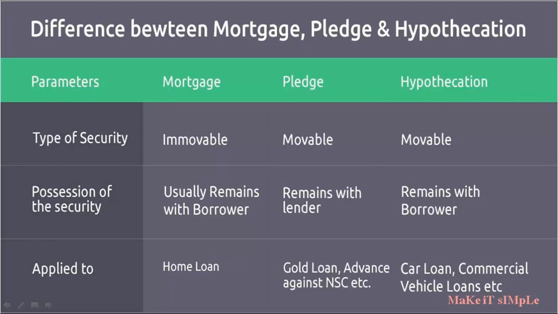Now we will see the examples. In hypothecation, we have seen already, it is usually taken for vehicles, so car or any vehicle loans. For pledge, we have seen gold or some certificate, a national savings certificate also we can keep, or goods are also included. In mortgage we have home loan. It's a quick recap of mortgage, pledge and hypothecation.